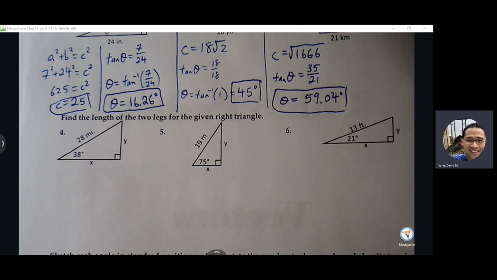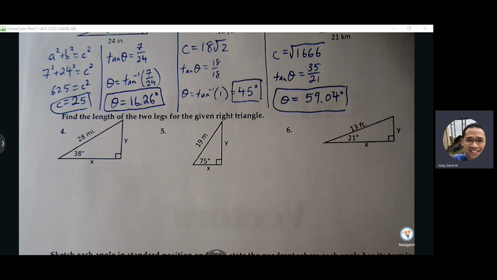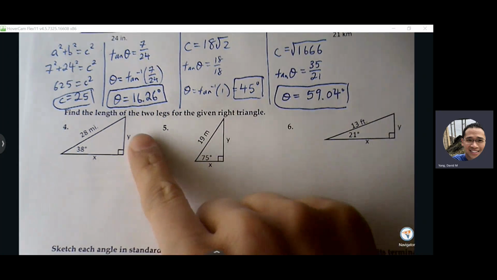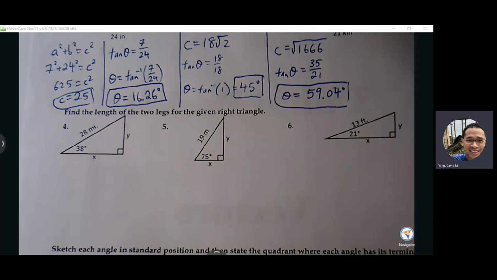Okay, any questions on 1 through 3? Number 4 says find the lengths of the 2 legs for the given right triangle. What we can do is use trig to solve for one variable, and then use the Pythagorean theorem to find the third missing side. You can do this a number of different ways.